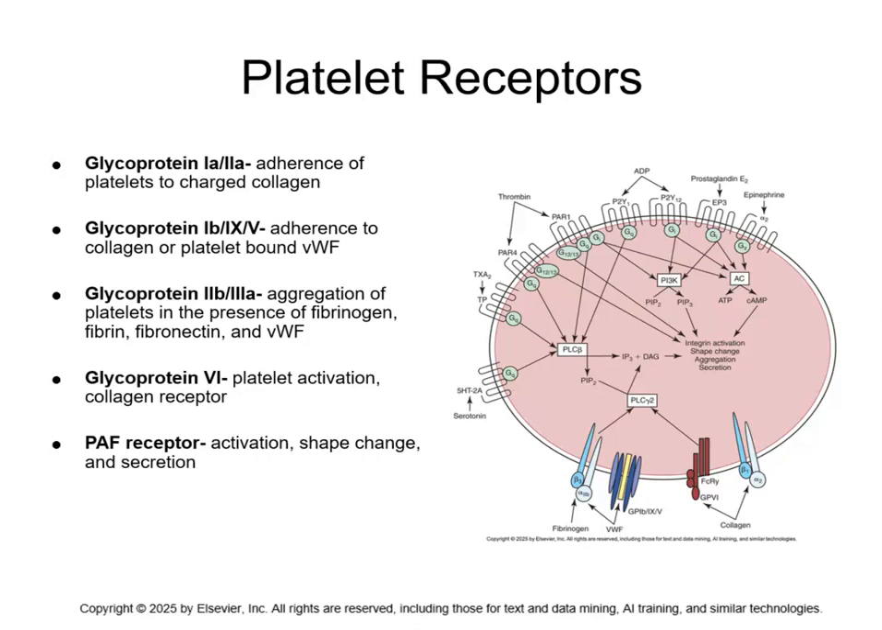Glycoprotein 6 is used for platelet activation and has a collagen receptor. And then we have the platelet activating factor, PAF receptor, which helps with the shape change and secretion and the whole thing. And you can see the pictures on there on the platelet of all the different ones there and all the receptors that we have.